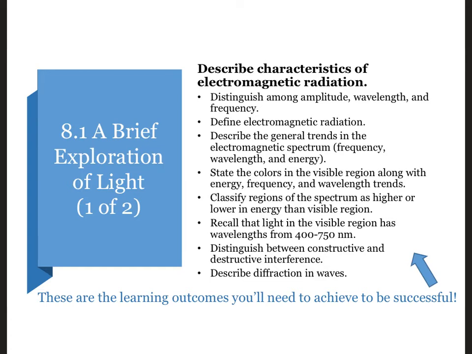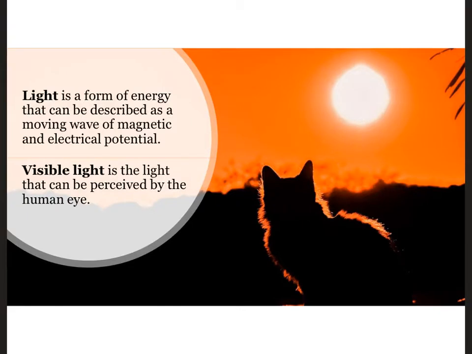Anytime you see the word recall, that means we expect that you've learned this material in Chemistry 109. This section is fairly lengthy, so I've split it into 2 lectures. Let's begin. In its most basic definition, light is a form of energy that can be described as a moving wave of magnetic and electrical potential.